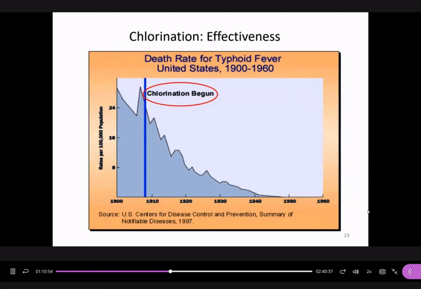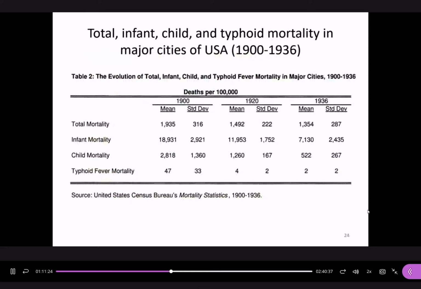The first major type is chlorine, of course. Free chlorine. As you can see from this graph, after the invention of chlorination of water, the death rate for typhoid fever substantially decreased. So this is one of the most important inventions in the 20th century. Chlorine disinfection is very effective, and you can compare all these numbers at different times.